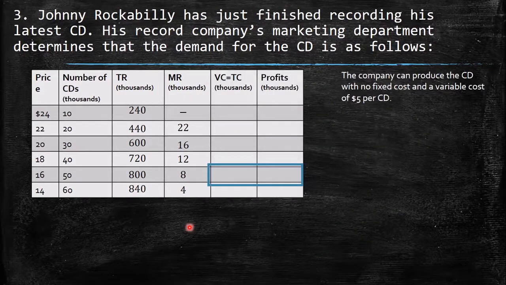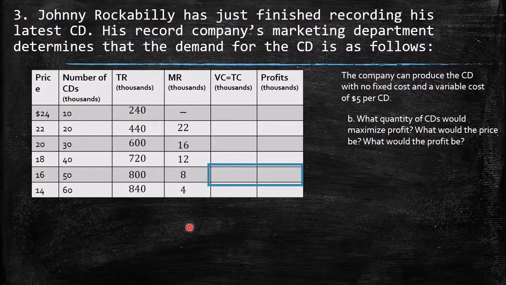Then the other question says, B, what quantity of cities would maximize profit? What would the price be? What would the profit be? Then the variable cost is exactly equal to the total cost in this case. How come? Since we don't have fixed cost. So because we don't have fixed cost, the variable cost is going to be exactly the total cost.